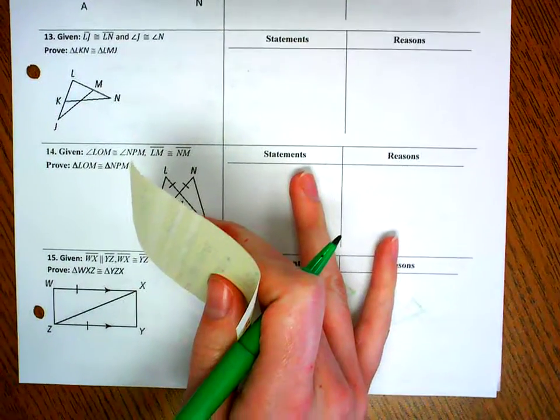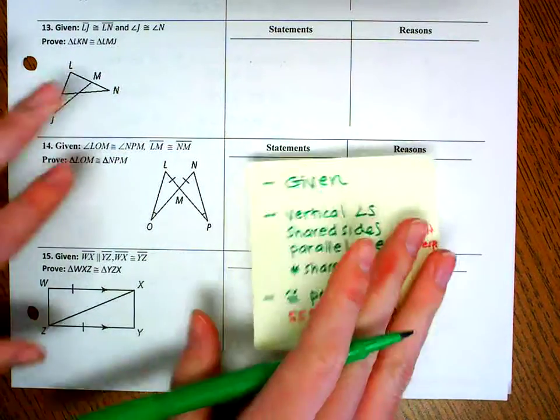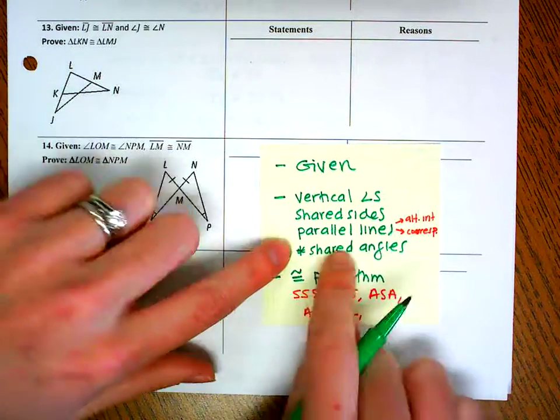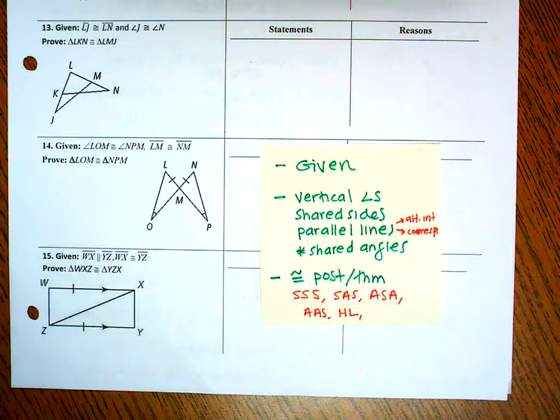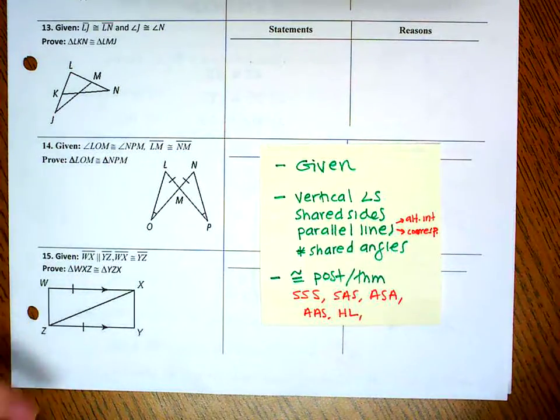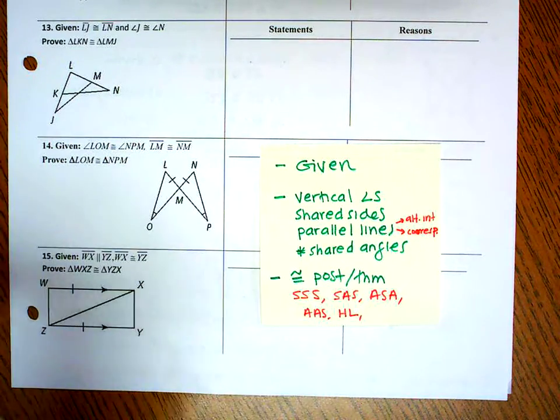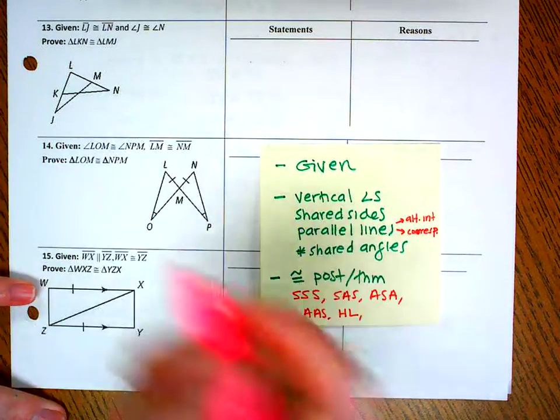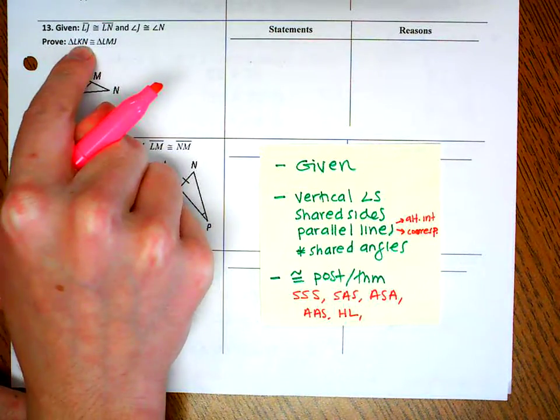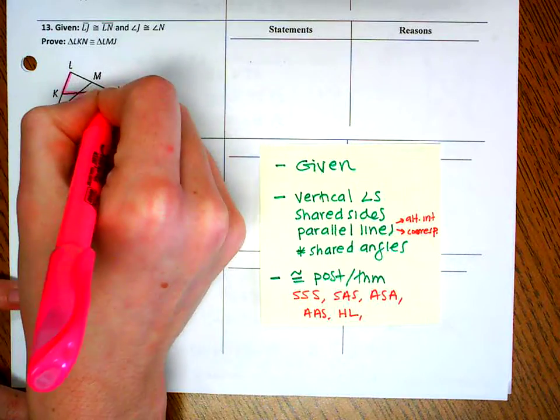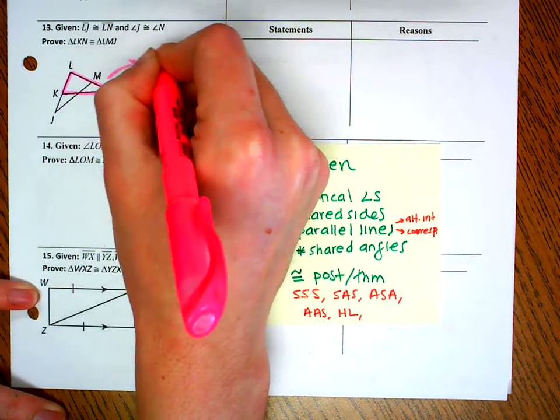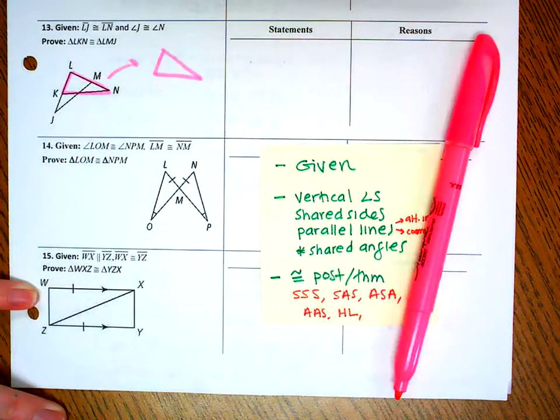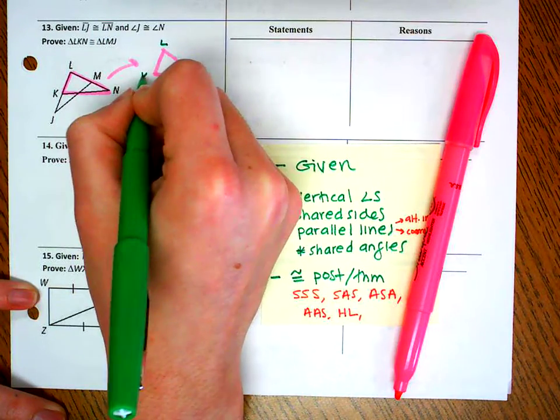Now 13 is tricky because we have overlapping triangles. That's where we get these shared angles or sometimes shared sides as well. Let's do this one together. When we do overlapping triangles, we talked in class about how we want to draw them and separate them out. So our 2 are going to be LKN. Here's LKN, and I'm going to redraw that here. Here's L, here's K, here's N.